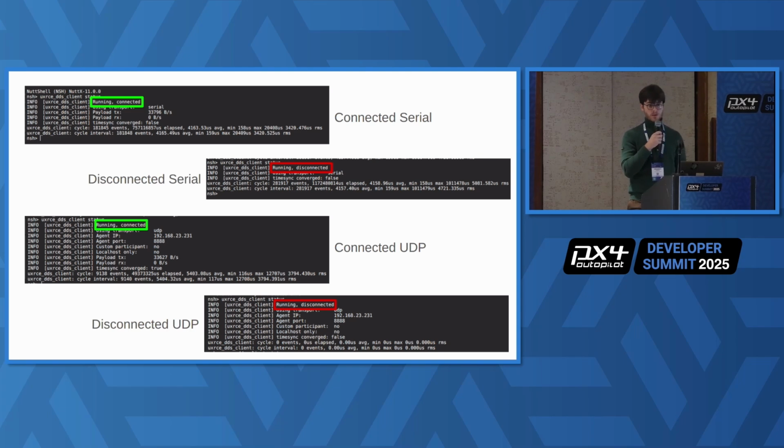You can always check if the client is working properly on the PX4 side. Just open the NuttX shell and type XRCE-DDS client status. It will tell you if it's connected, if it's not connected, if it's expecting to work on serial or UDP, and give you a bit of debug information like cycle time or how much stuff is flowing in and out of it.